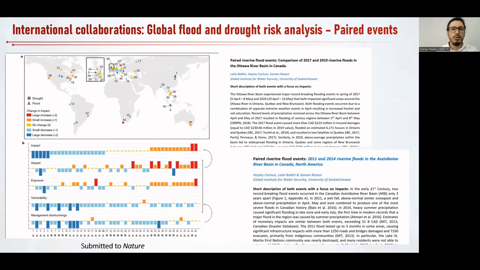What I want to showcase here, though, is our work with a large group of scientists from different countries on global flood and drought risk analysis under a paired event approach. And by paired events, what we mean is two, for example, flooding events that happened in relatively close proximity in time, and basically in the same region, and see what we've learned from the first event and how we have basically reorganized or adapted to those type of floods, and how we performed in the follow-up event that happened some years down the road.